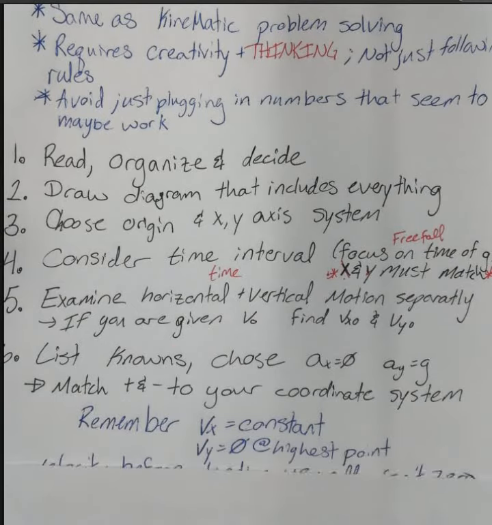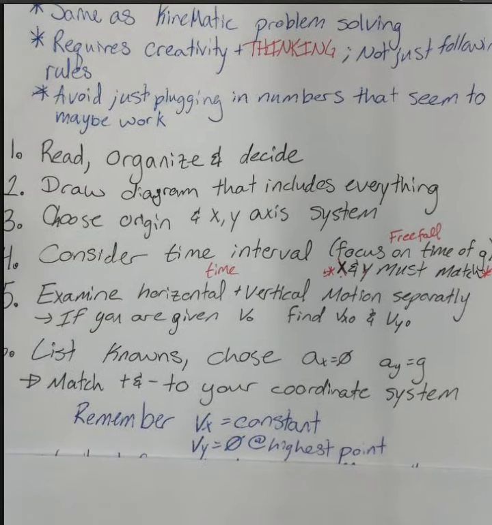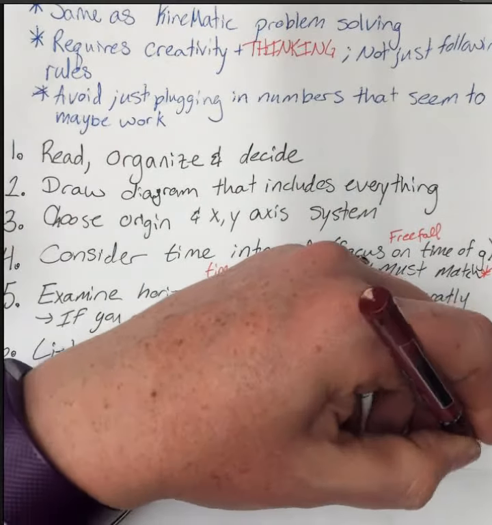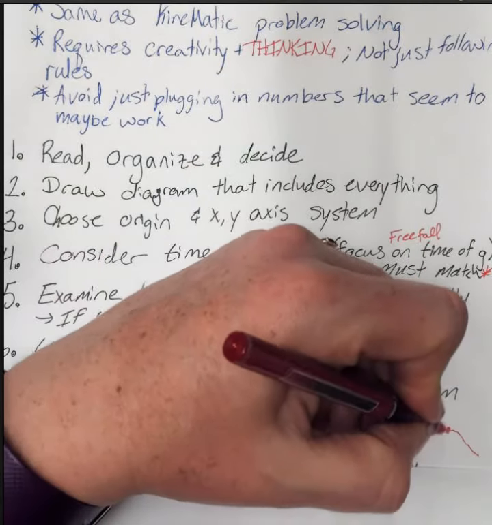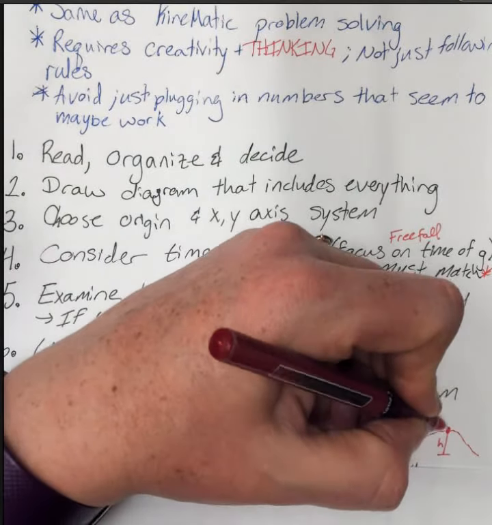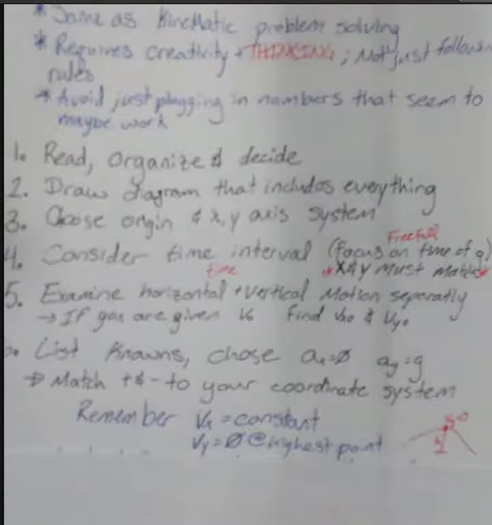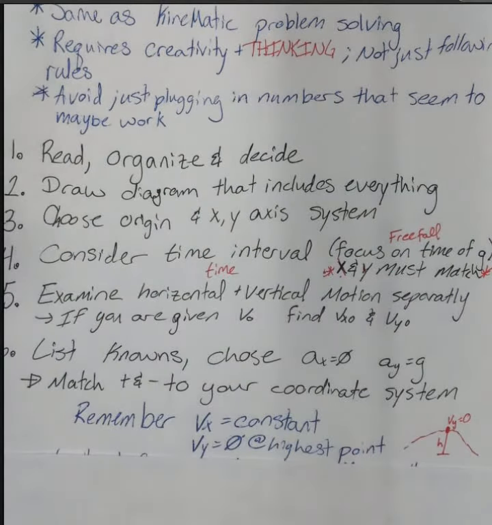A few things to remember is that Vx is constant, Vy is 0 at the highest point along the pathway. So if you've got an object that follows a projection pathway, at the highest point your Vy is going to equal 0, and that's always going to be true. That's why something stopped moving upward. Its velocity became 0, and then it changed going down.